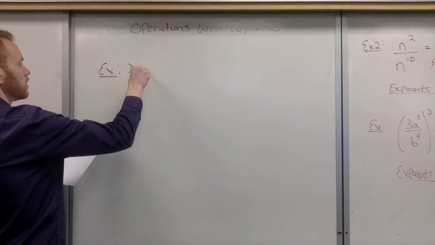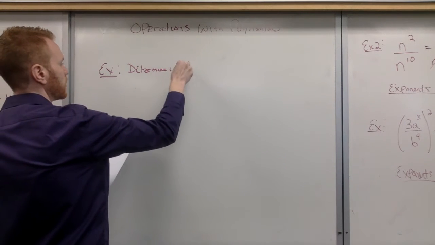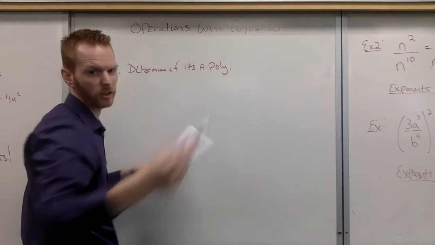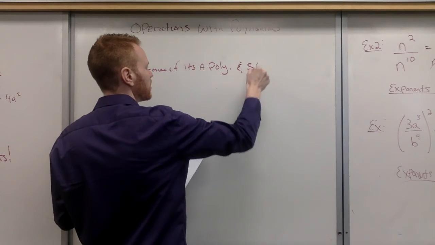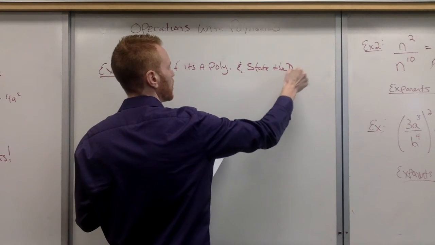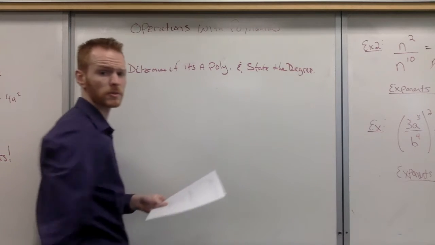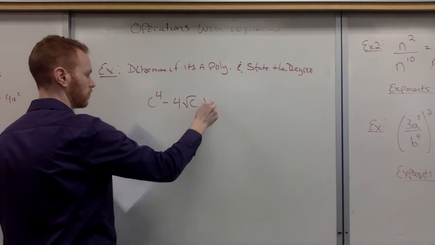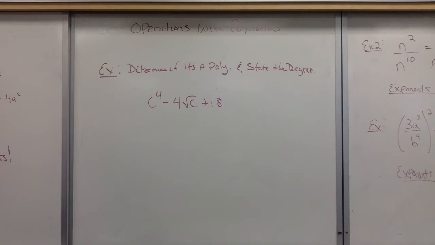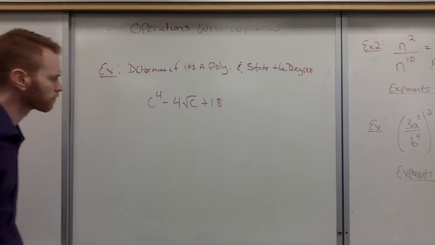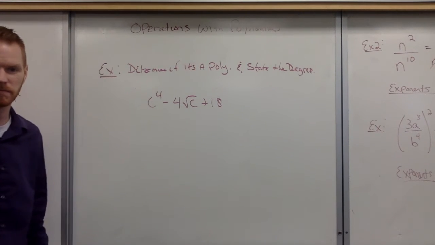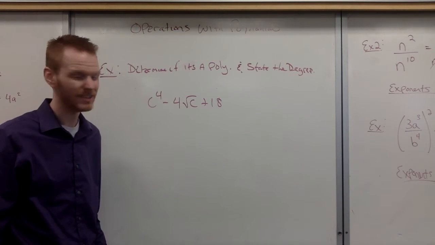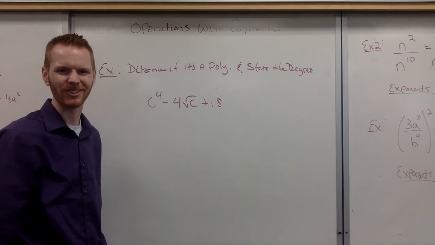Determine if it's a polynomial, I'm going to abbreviate with poly, and state the degree, which we'll get to if it's a polynomial. Here's my first one. Think about it. Are all my exponents non-negative integers? No, it's not. Can you see which one it is? And your eyes are probably going to it, right?